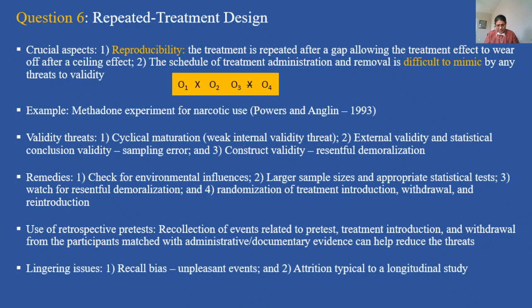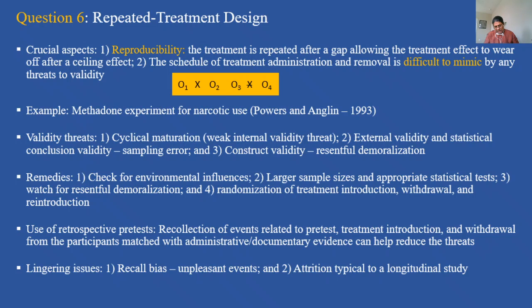So what are the suggested remedies to control these threats? One is to check for environmental influences to counter the threat of cyclical maturation. Larger sample sizes and appropriate statistical tests can be used to counter the threats. The participant behavior should be closely watched, and there should be adequate delay between the introduction of treatment and its reintroduction. Also, random distribution of the treatment introduction, reintroduction, and withdrawal should be undertaken, which is difficult to do, but would be the ideal situation.